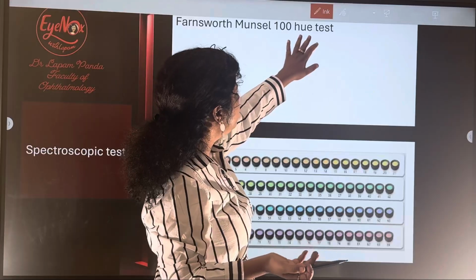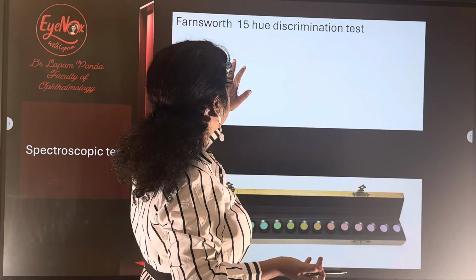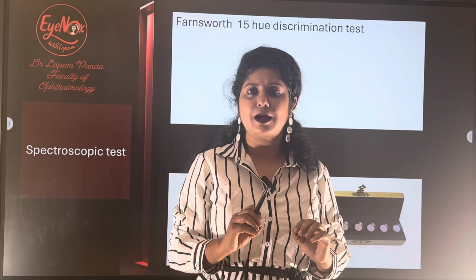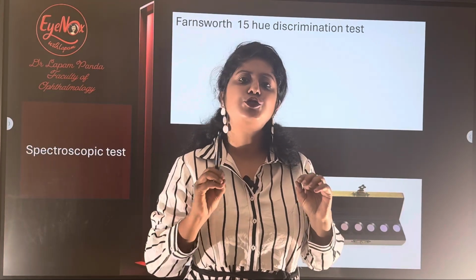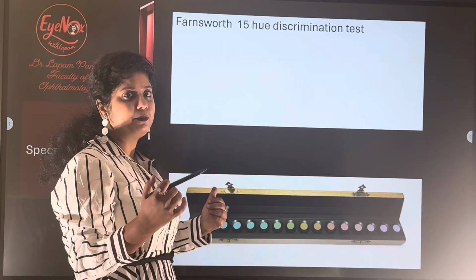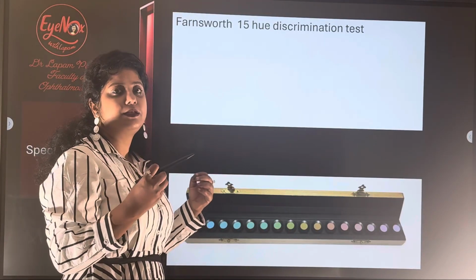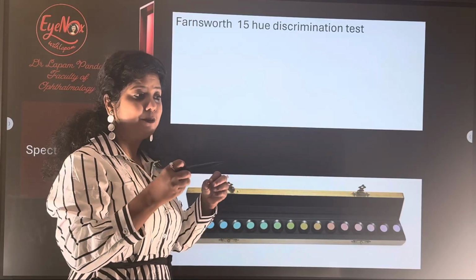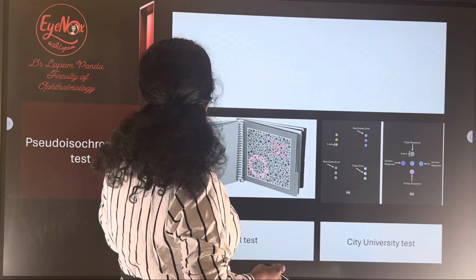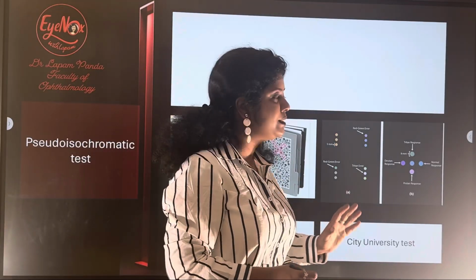So a little bit of modification has been done in this test, which is your Farnsworth 15 hue test, where only 13 plates are used and the patient is asked to do the same matching as in the 100 hue test. Since fewer colors are used, the sensitivity goes down, but since the numbers are less, it takes less time. Next is your City University test.